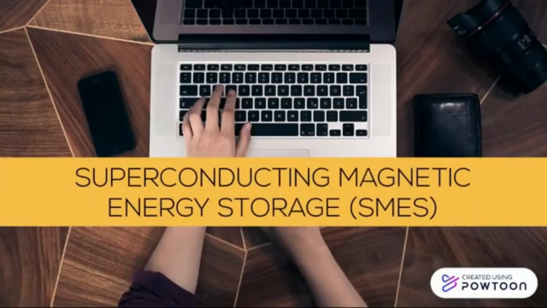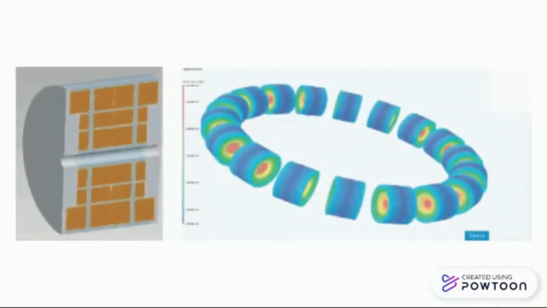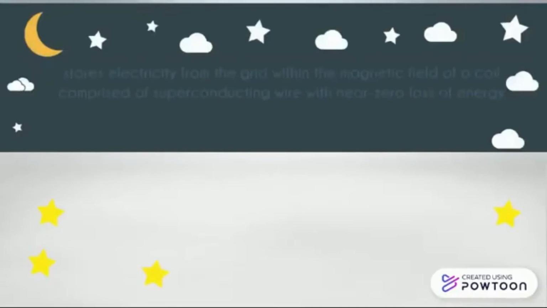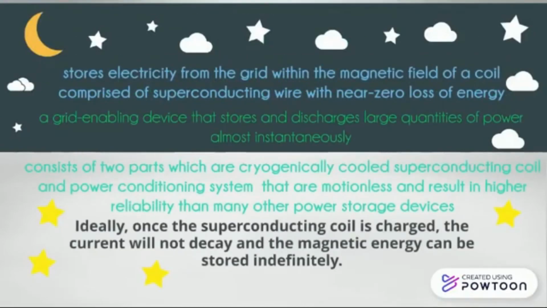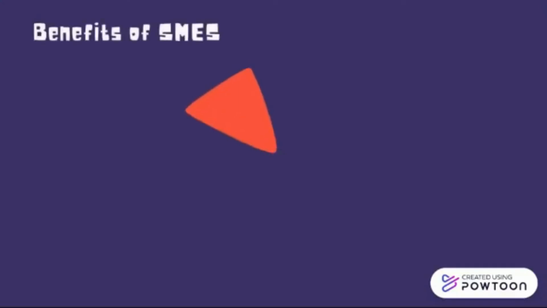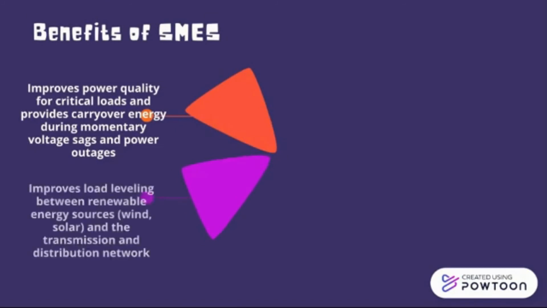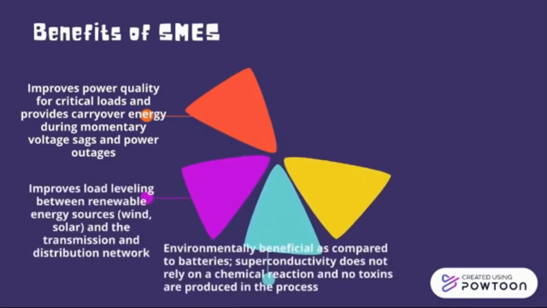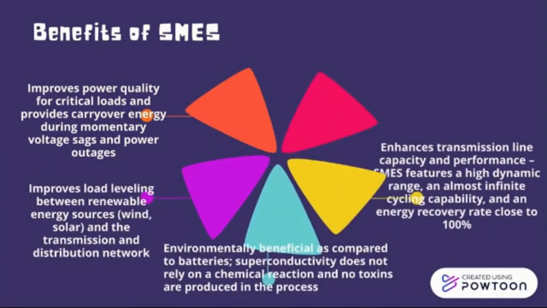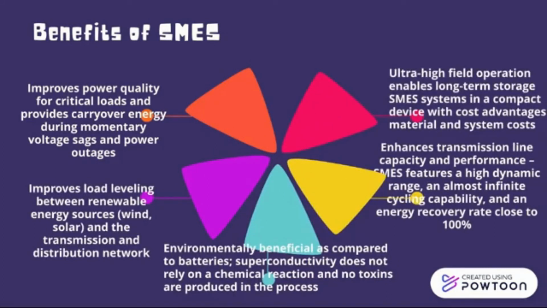Superconducting magnetic energy storage (SMES). SMES stores electricity from the grid within the magnetic field of a coil comprised of superconducting wire with a near-zero loss of energy. A grid-enabling device that stores and discharges large quantities of power almost instantaneously. Benefits of SMES: first, improve power quality. Second, improve load leveling between renewable energy sources. Third, environmentally beneficial. Fourth, enhanced transmission line capacity and performance. And lastly, ultra-high field operation.